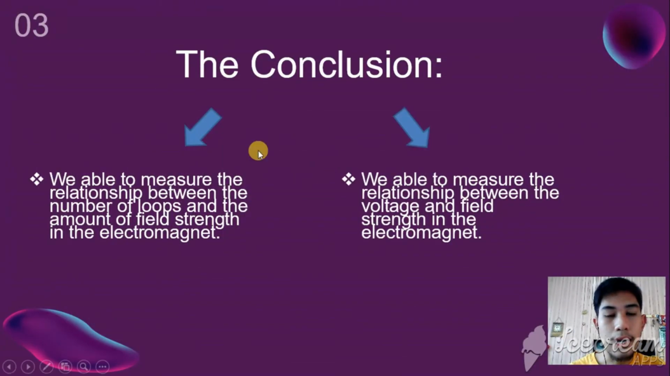Next we go to the last part, which is the conclusion. From the experiment we can state two conclusions. The first conclusion is we are able to measure the relationship between the number of loops and the amount of field strength in the electromagnet. The second one is we are able to measure the relationship between the voltage and field strength in the electromagnet. That's all from me.